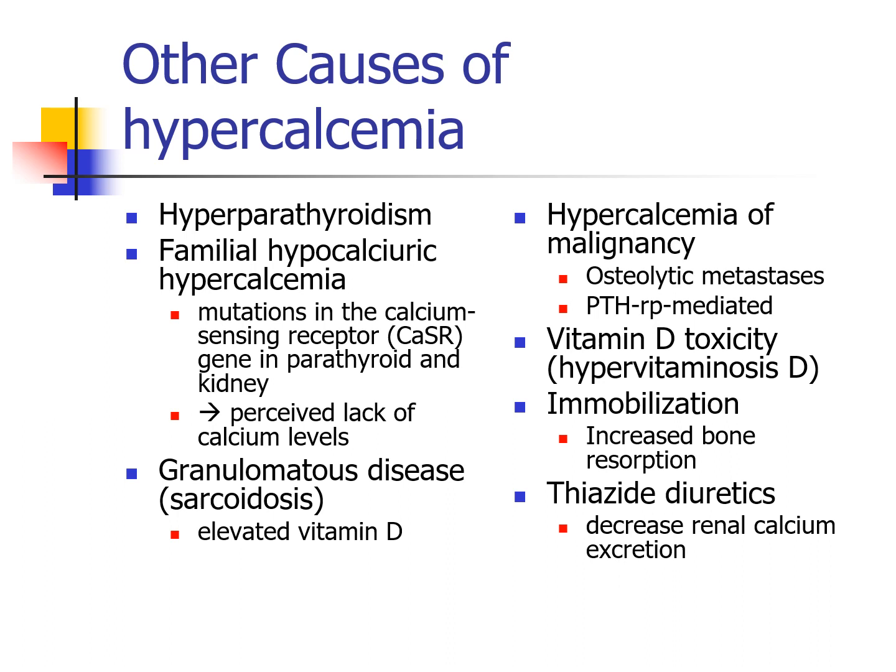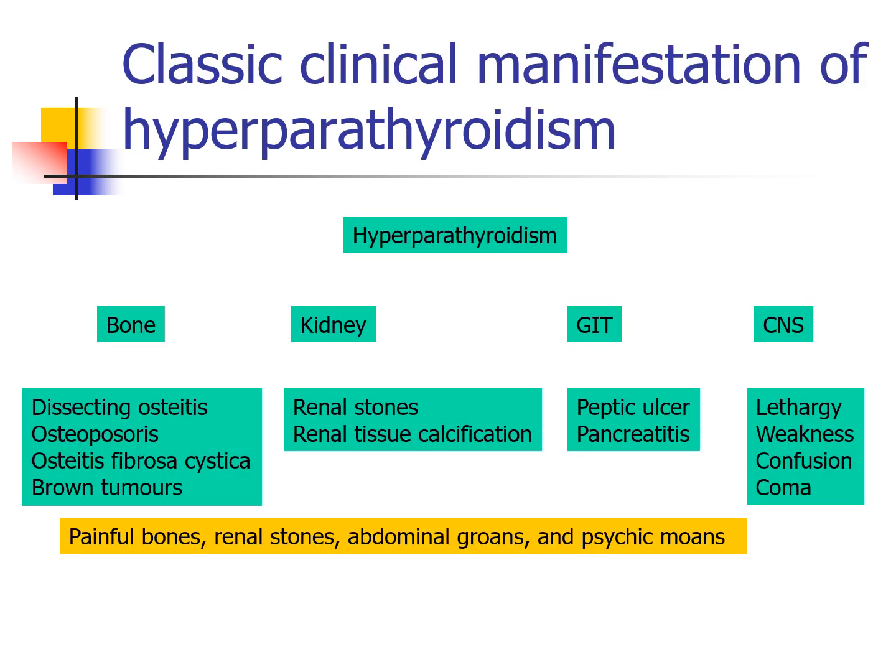Another cause is vitamin D toxicity or hypervitaminosis D, granulomatous diseases such as sarcoidosis, which cause elevated vitamin D levels, thiazide diuretics, which decrease the renal calcium excretion, immobilization, which increases bone resorption, and familial hypocalciuric hypercalcemia. Hyperparathyroidism can affect the bone, the kidney, the GI tract, and the central nervous system.